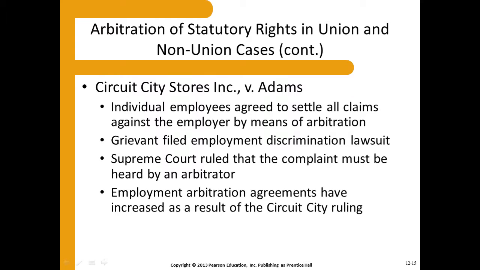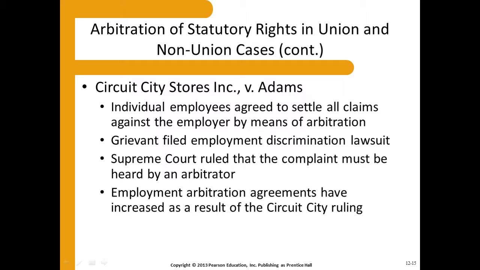So in the Circuit City Stores versus Adams case, the employee had signed an employment application with Circuit City that included a provision agreeing to settle any and all claims, disputes, or controversies arising out of or relating to employment exclusively by final and binding arbitration. By way of example only, such claims include claims under federal, state, and local statutory or common law, including the Civil Rights Act. So we see here that the employee had signed away their rights to litigate beyond arbitration.